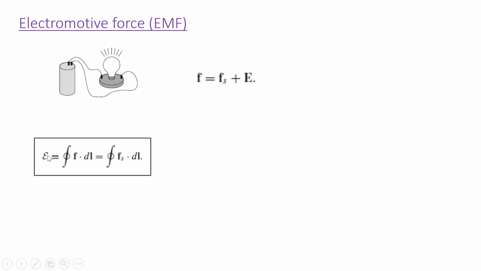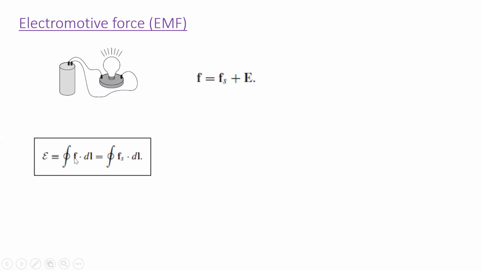And then the EMF is going to be defined as the integral over the whole circuit of F dot dl. Okay, so the line integral of the force per unit charge with dl. And since we know that in an electrostatic field, which we're still studying here, the line integral of the electric field around a closed loop is 0.